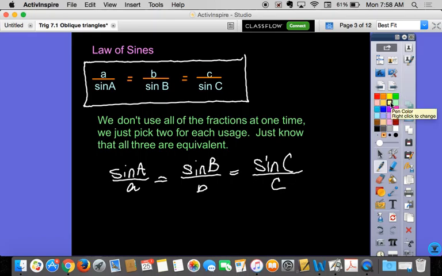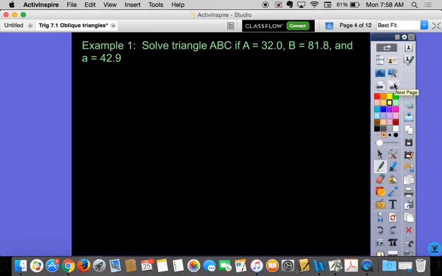Just keep in mind that capital letters, those are angles. Lowercase letters, those are sides. Big difference, okay? So here we go. Let's dive in. We're going to start simple, and then we'll slowly complicate things.